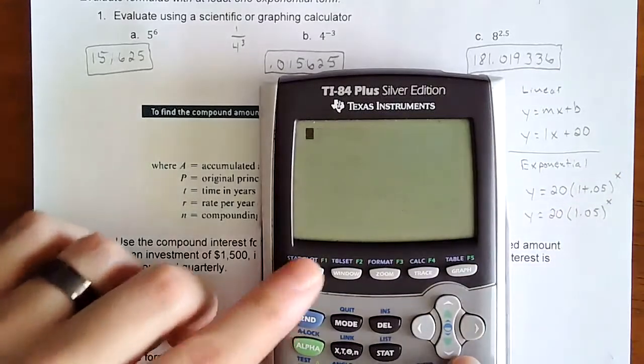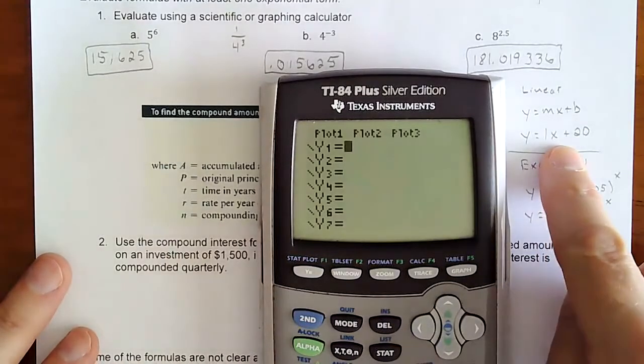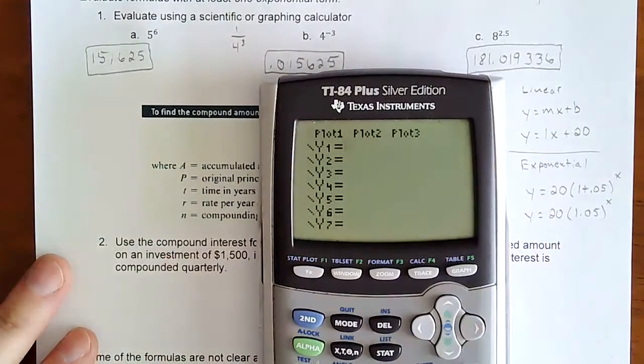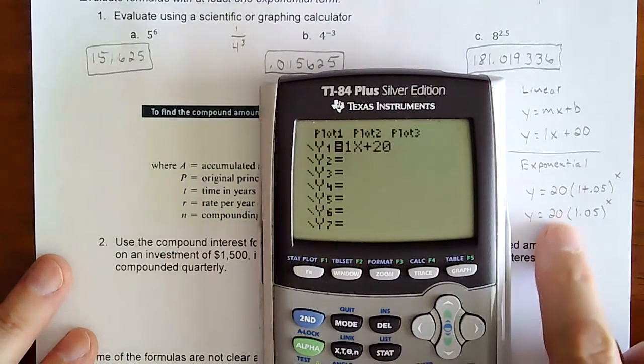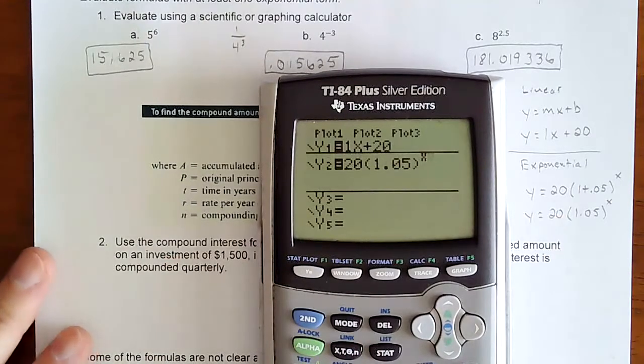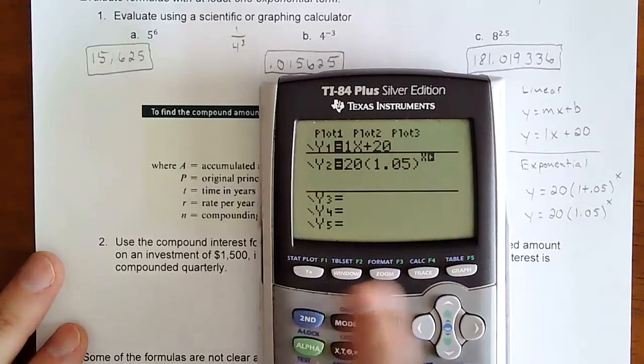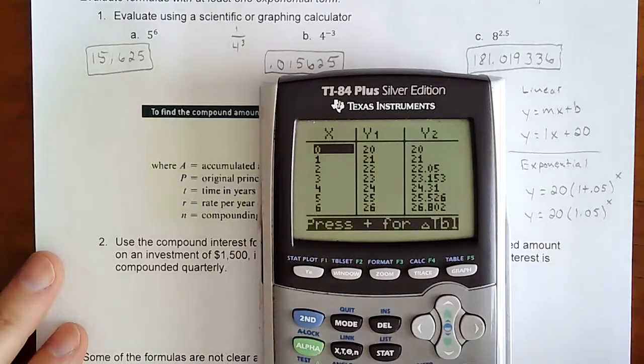So let me show you the bigger power of it. If you put this into the calculator and I type in that equation, so I have my $1 raise per year starting at $20, and then I compare that to a $20 with a 5% raise each year, what's the difference? So I'm not going to do a graph. I'm going to do a table. So if I go second table, all right.